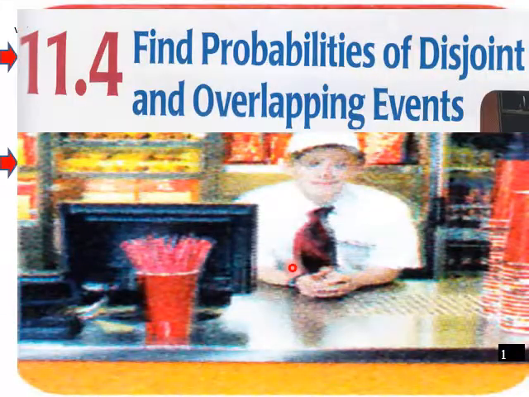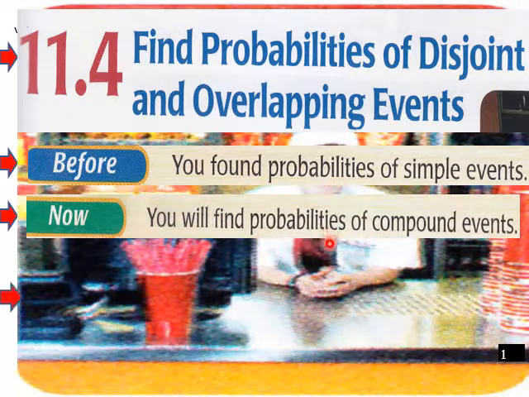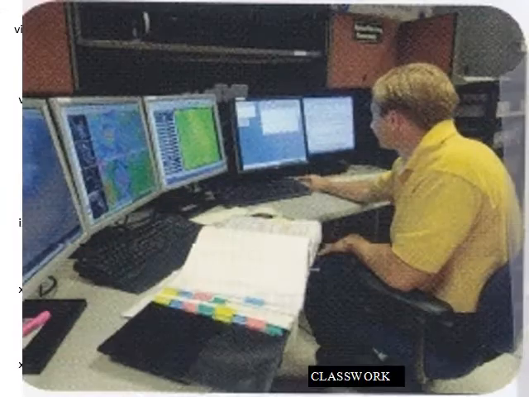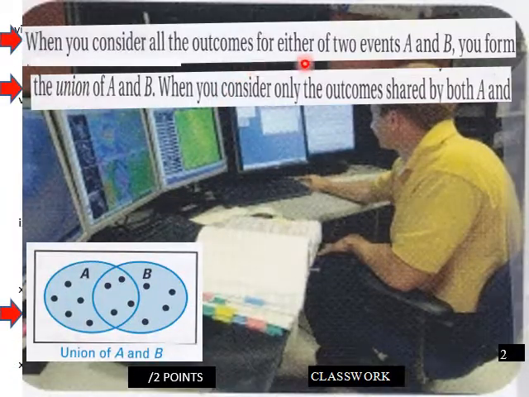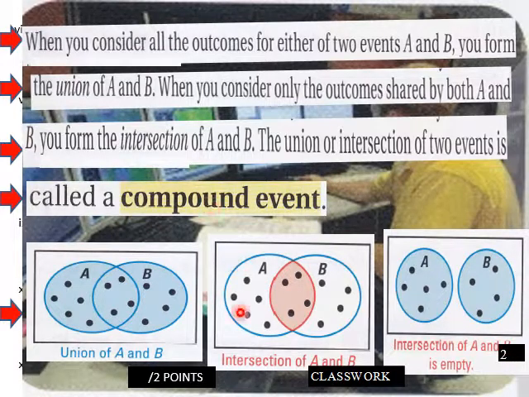Okay, for finding probabilities of disjoint and overlapping events, you found probabilities of simple events. You will now find probabilities of compound events. When you consider all the outcomes of either of two events, A or B, you form the union of A and B, and this would be our union here. When you consider only the outcomes shared by both A and B, which would be this, you form the intersection of A and B. The union or intersection of two events is called a compound event. The intersection of A and B would be empty in that situation. This will be the union here.